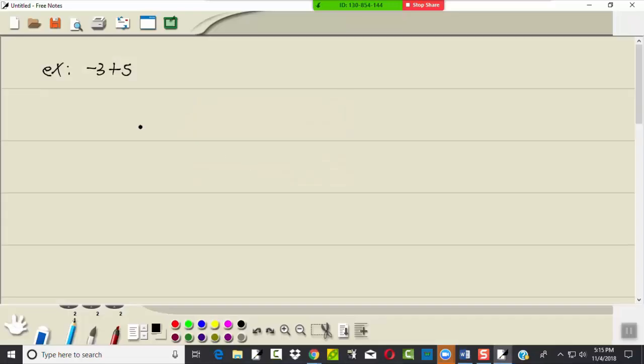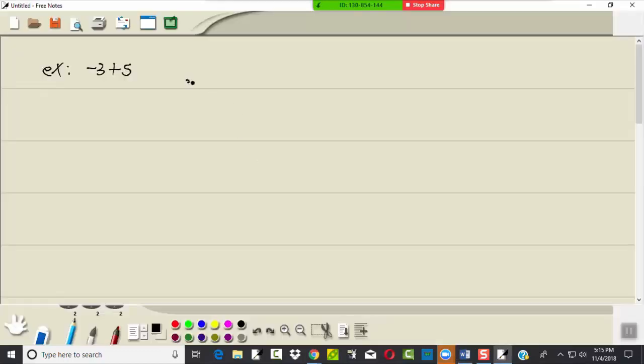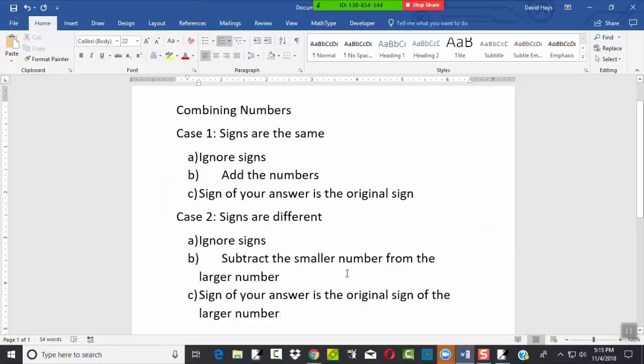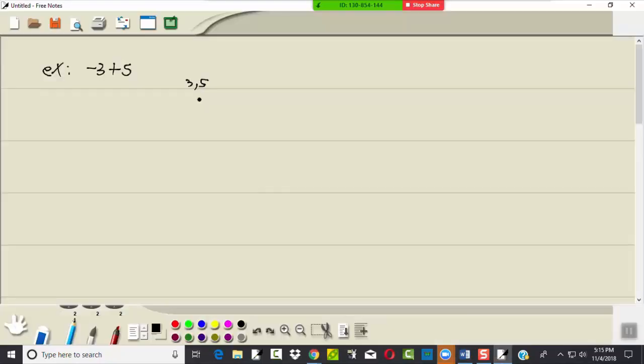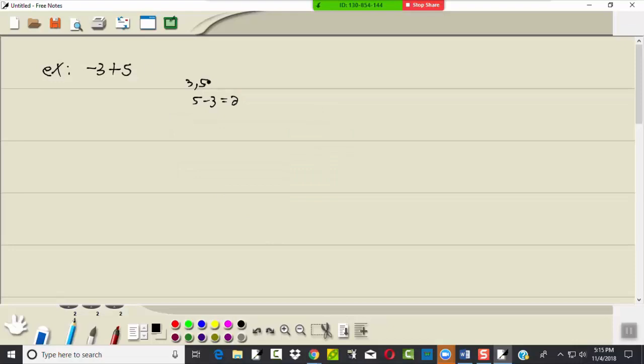So here, one's negative, one's positive. So there are different signs. So this says we ignore our signs. So we've got 3 and 5. Subtract smaller number from larger number. 5 minus 3 gives us 2. And sign of your answer is the original sign of the larger number. Our larger number was 5, which was positive. So we're going to have positive 2.